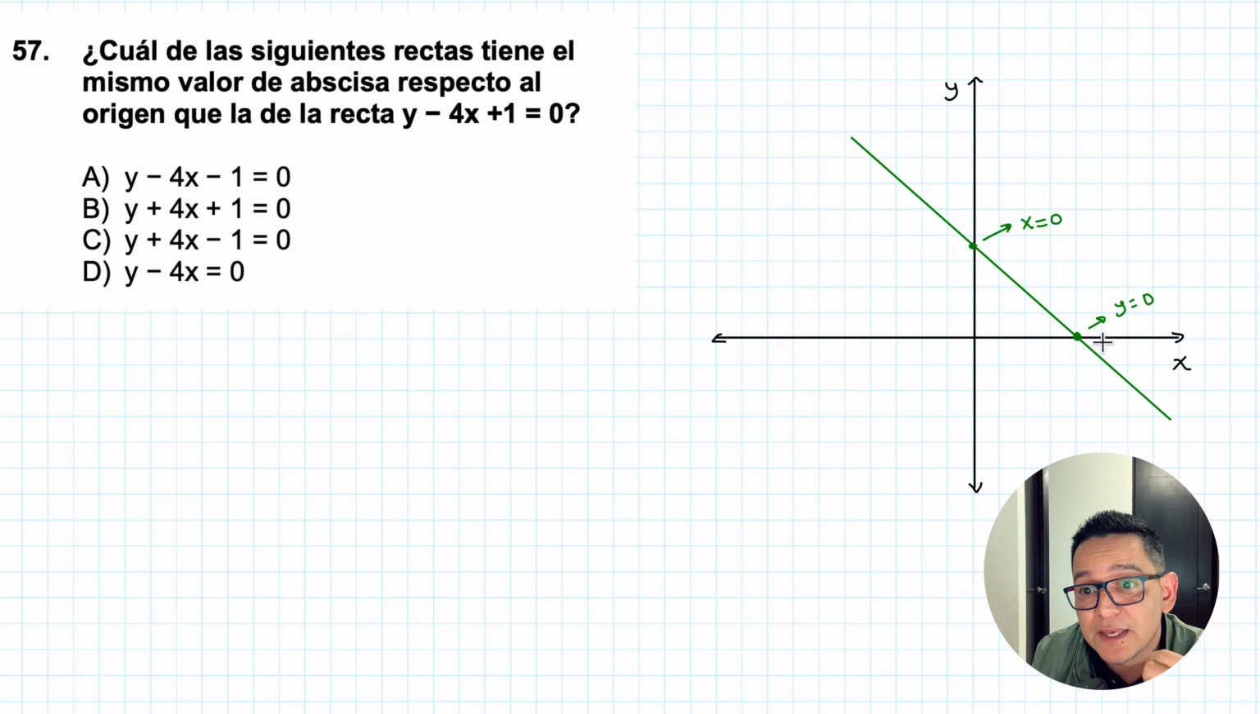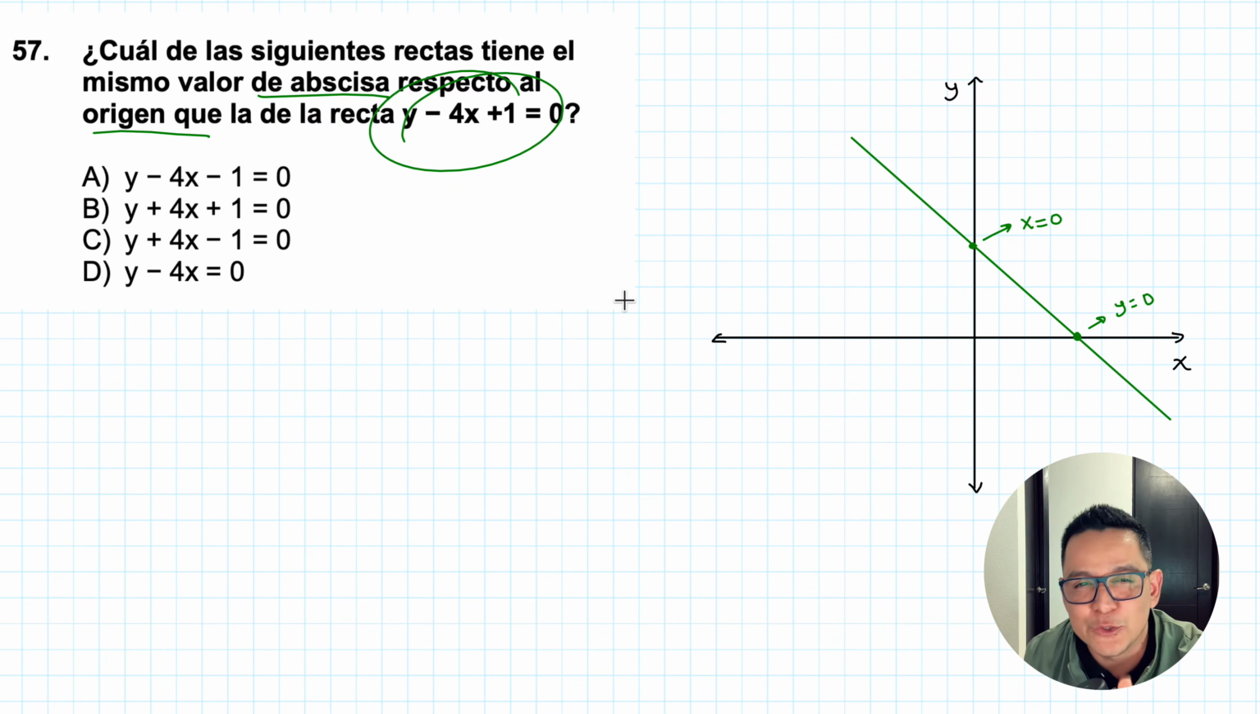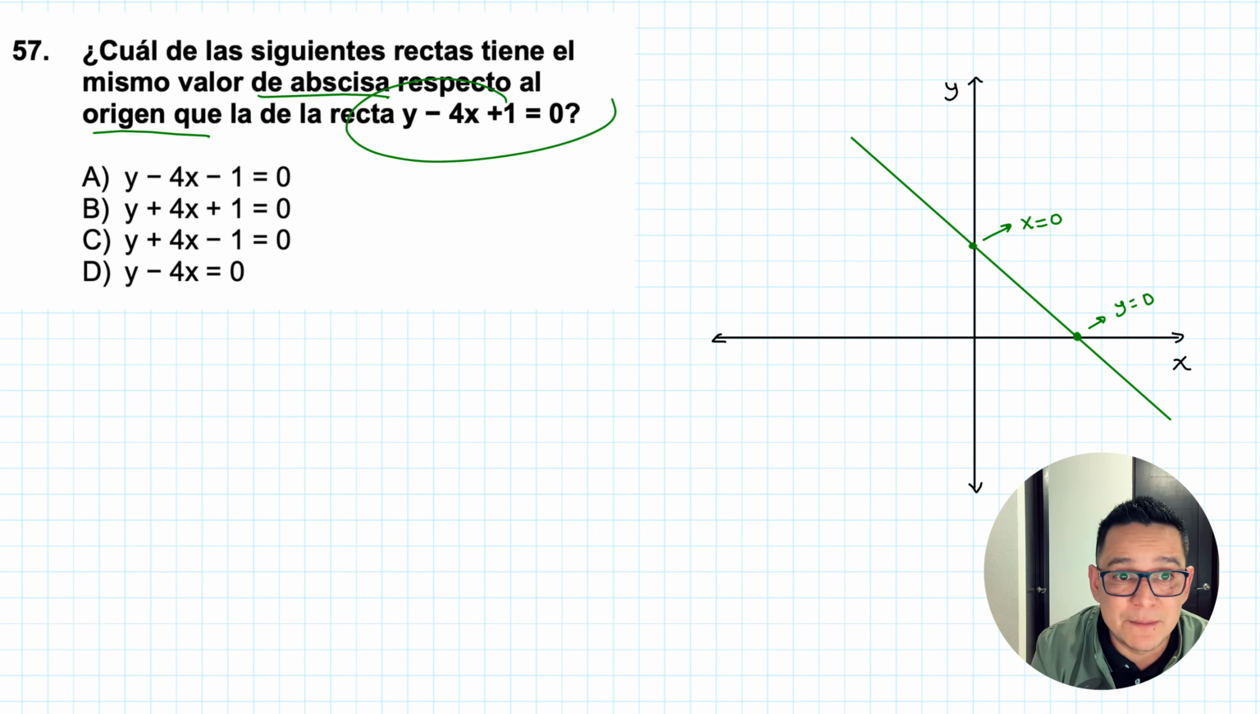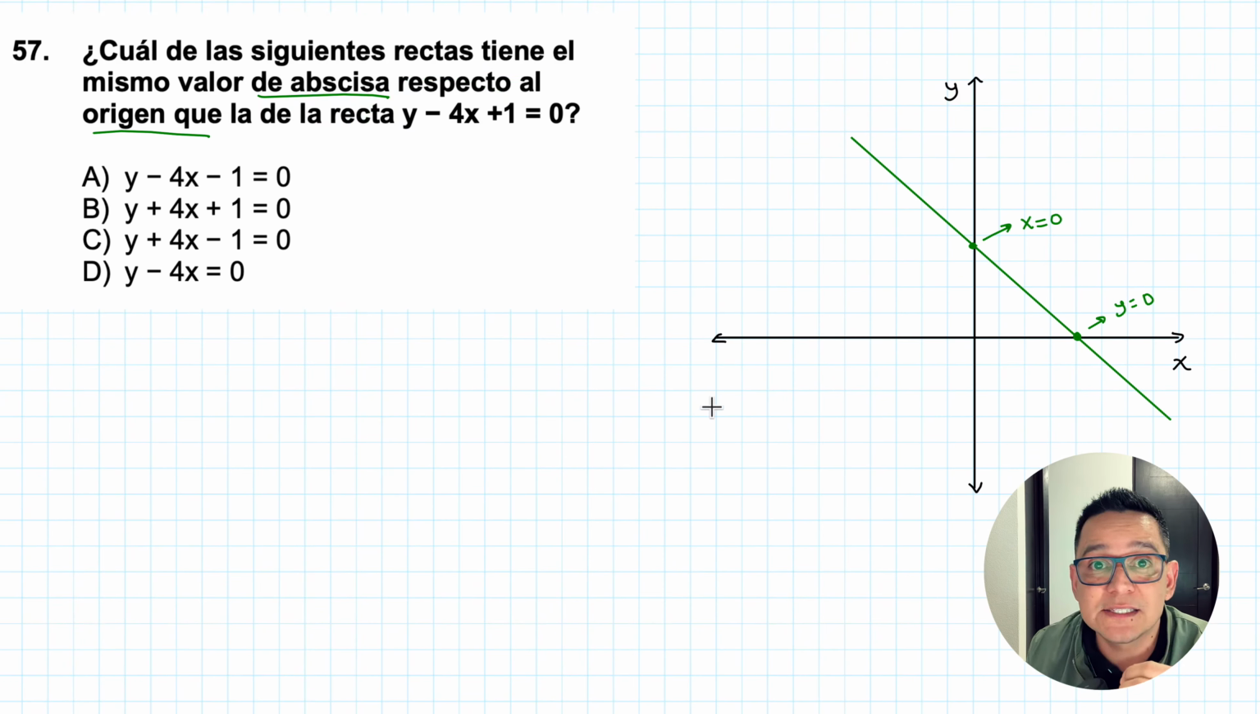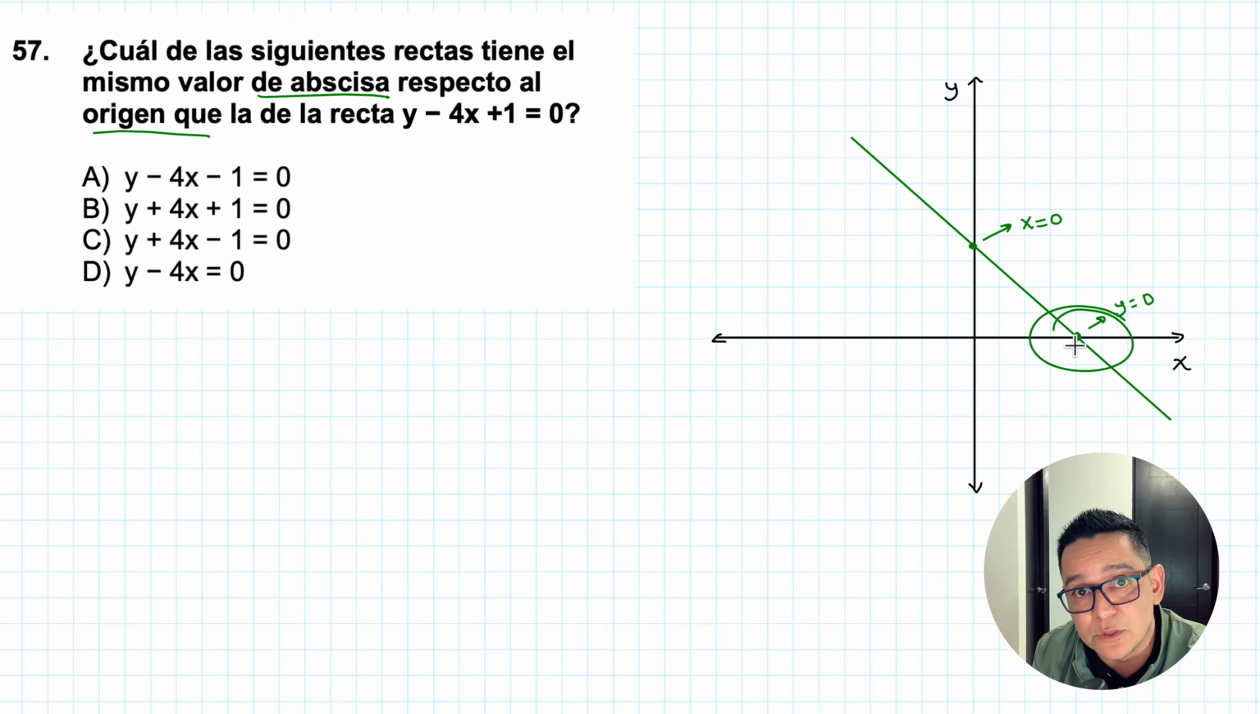Well, it turns out that this problem is referring exactly to this point. Look, it says, which of the following lines has the same abscissa value with respect to the origin? Look, the same abscissa value with respect to the origin. So, it's referring exactly to this point, where it crosses the x-axis. Whose? Well, from this line then. What do I have to do? Oh well, I'm going to go to my line, and I have to set something equal to 0. To whom? Well, to y, because I want to find this right here. I mean, this little point, so come on, let's do it.